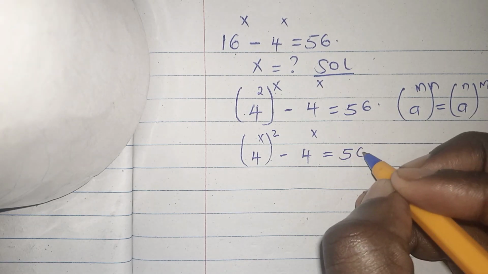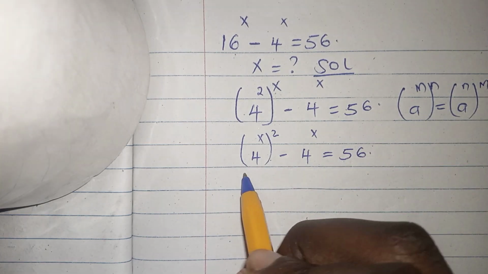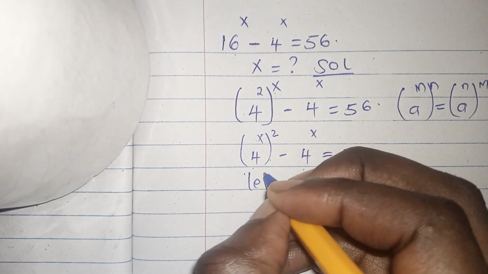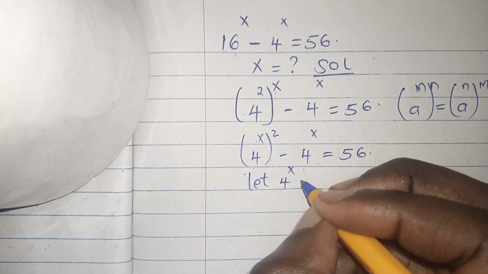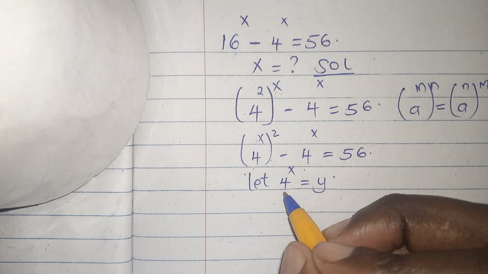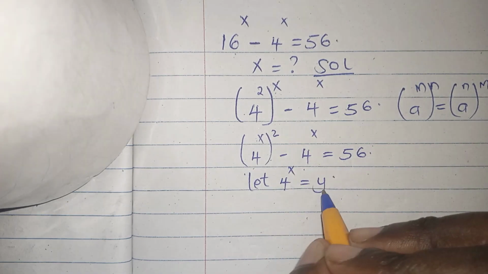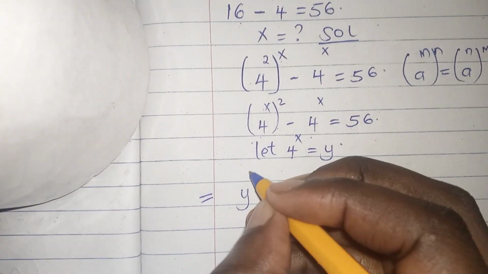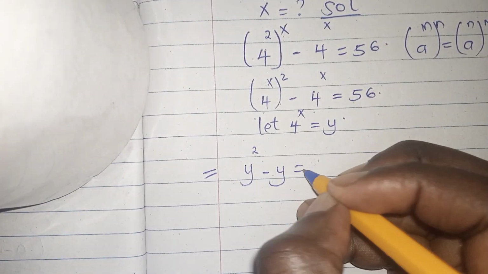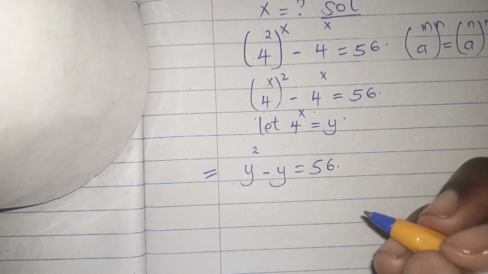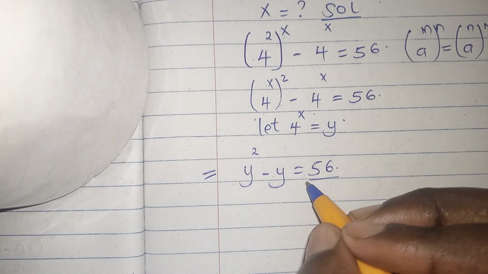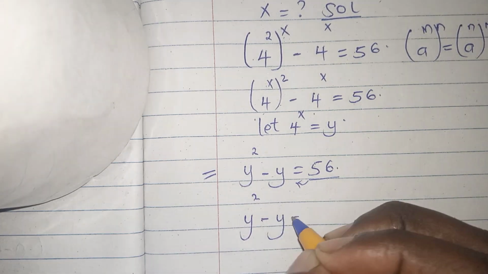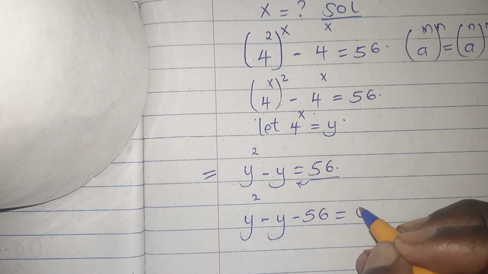is equals to 56. So by doing so, 4 to the power of x is common. So we shall say let 4 to the power of x is equals to y. So we shall substitute 4 to the power of x with y in our equation. Then this becomes y squared minus y is equals to 56. So let us bring 56 to our left hand side. So y squared minus y minus 56 is equals to 0.